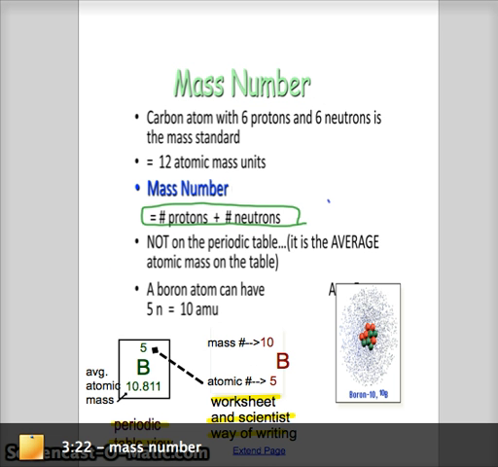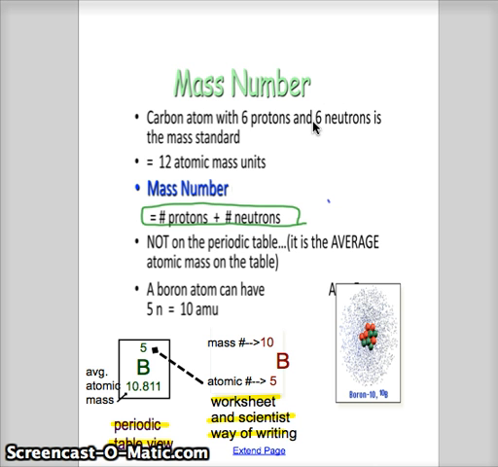Mass number. Carbon was used to figure out what the mass number was. They knew carbon had 6 protons and 6 neutrons, so it became the standard. Based on that, it has 12 atomic mass units, and that's how they came up with the calculation for mass numbers. Mass numbers are the sum of the number of protons and the number of neutrons. It's actually the sum of the number of protons, neutrons, and electrons that make up an atom, but since electrons are considered to have 0 AMUs, you don't have to count them. So it's just number of protons plus number of neutrons.